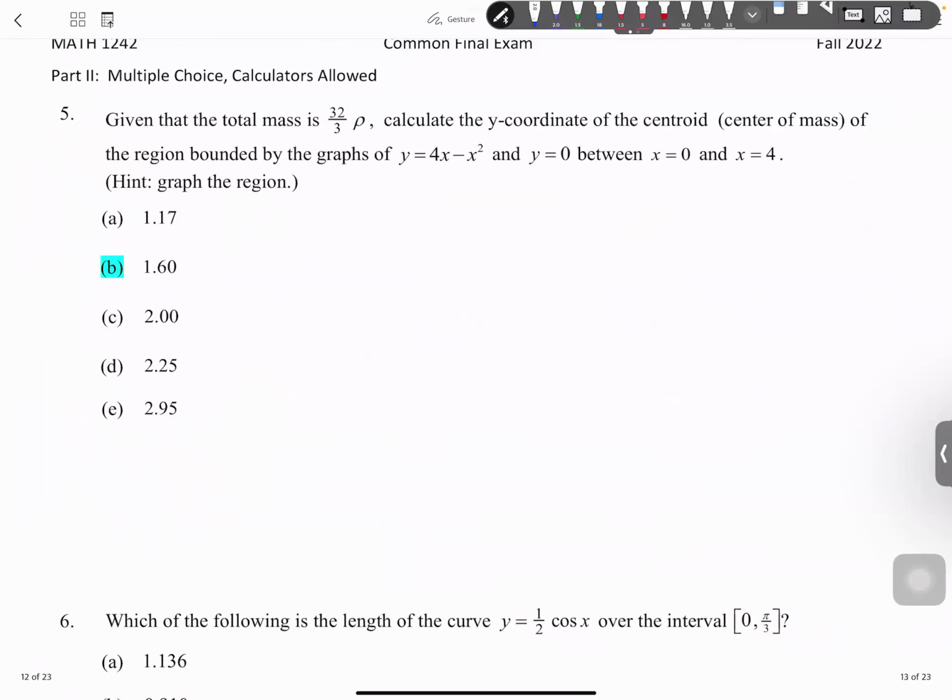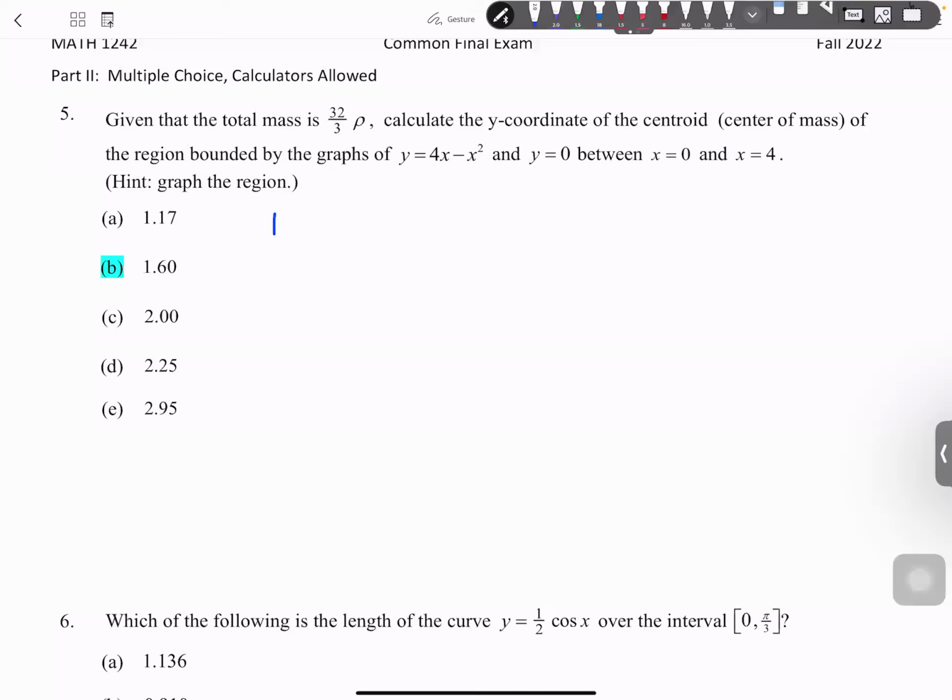All right, problem number 5 says, given that the total mass is 32/3 rho, calculate the y coordinate of the centroid, that is the center of mass, of the region bound by the graphs of y equals 4x minus x squared and y equals 0 between x equals 0 and x equals 4. It always helps if you can graph the region.